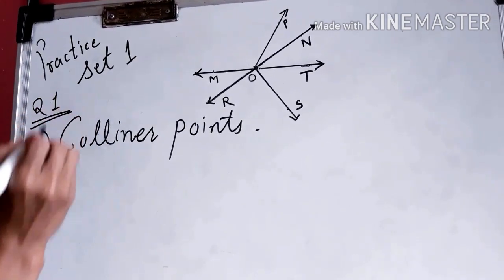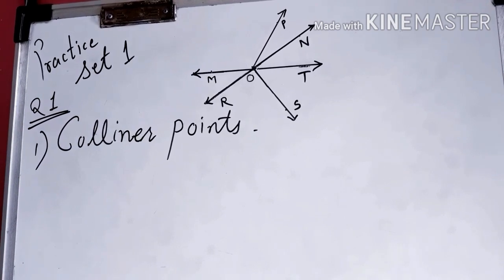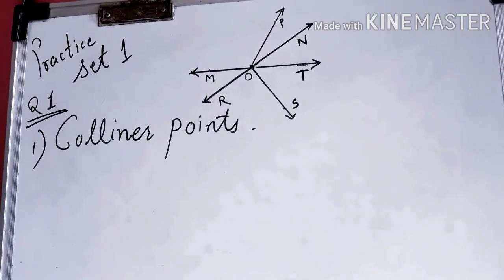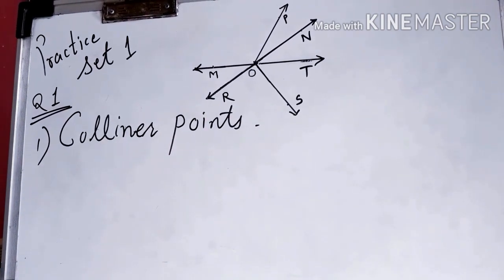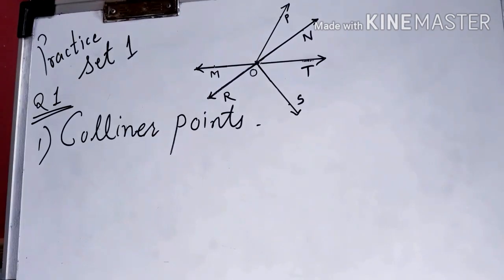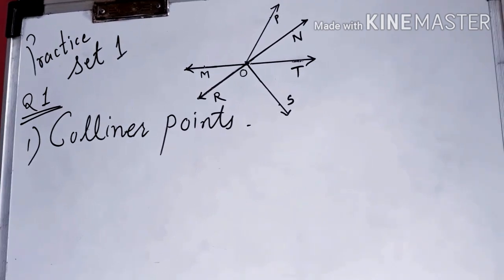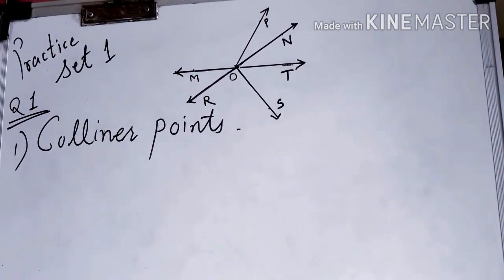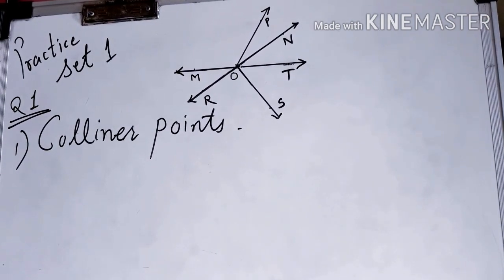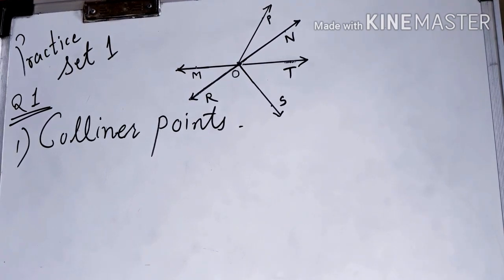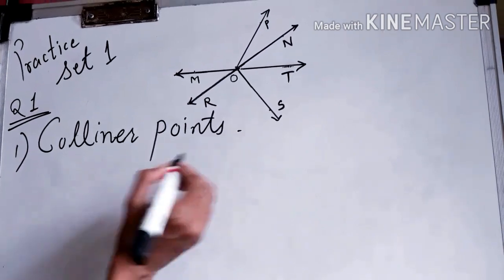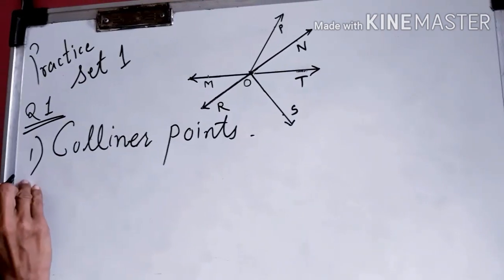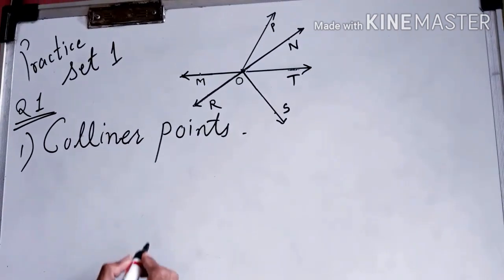You can see in textbook page number 4, practice set 1, question 1. This figure is given. Look at the figure alongside and name the following. First, collinear points. Second, rays. Third, line segments. And fourth, lines. Now this figure is given to you. You have to write by observing this figure. You have to write collinear points.